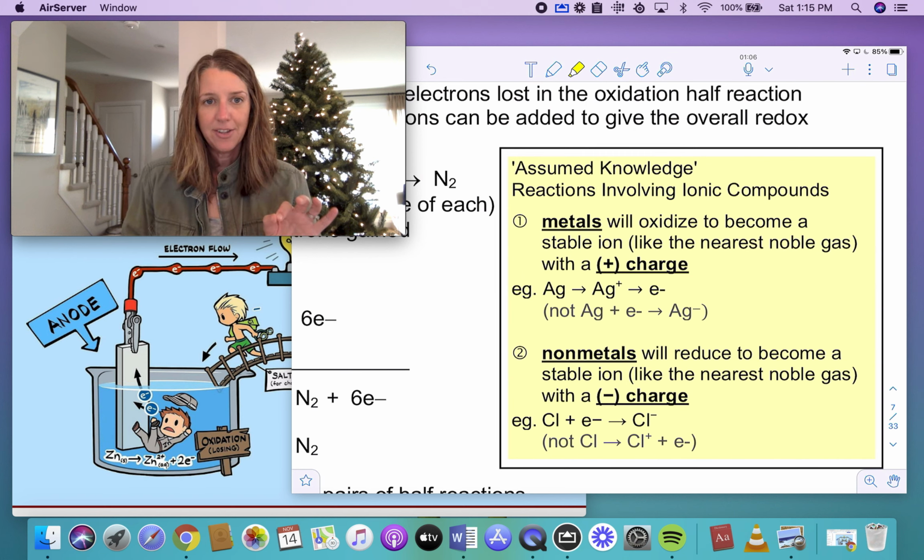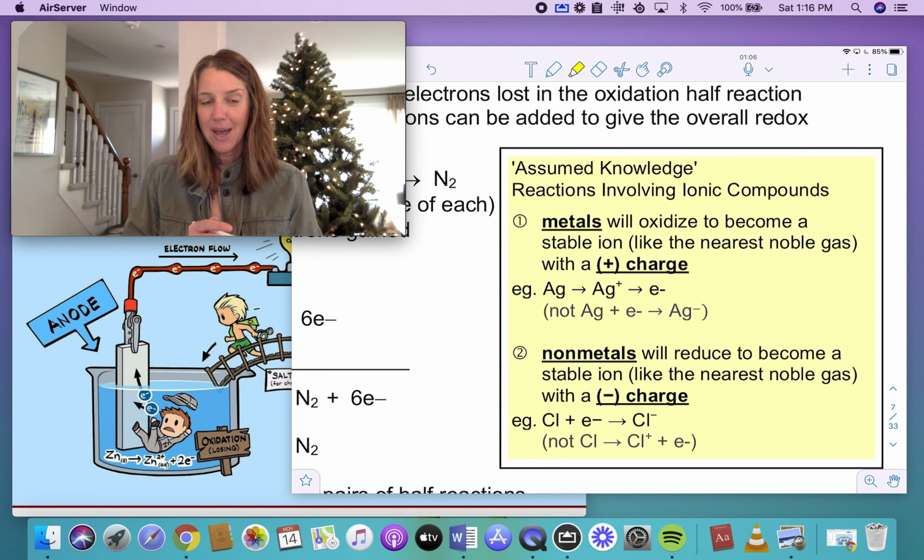okay, metals will be getting oxidized. The ions will get reduced. So you want to think about this in terms of like, what if I had a stick of silver and I put that silver into a solution that had some chloride ions? How do you know which one's going to get oxidized or which one's going to get reduced?